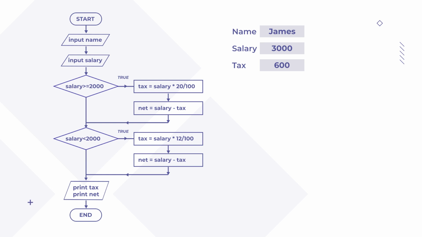Now it will go to the next instruction, which is to pick up the value of salary, that is 3000, minus the value of text, which is 600. It will subtract the values, and whatever the result is, it will store in net. So in net, it will store 2400.